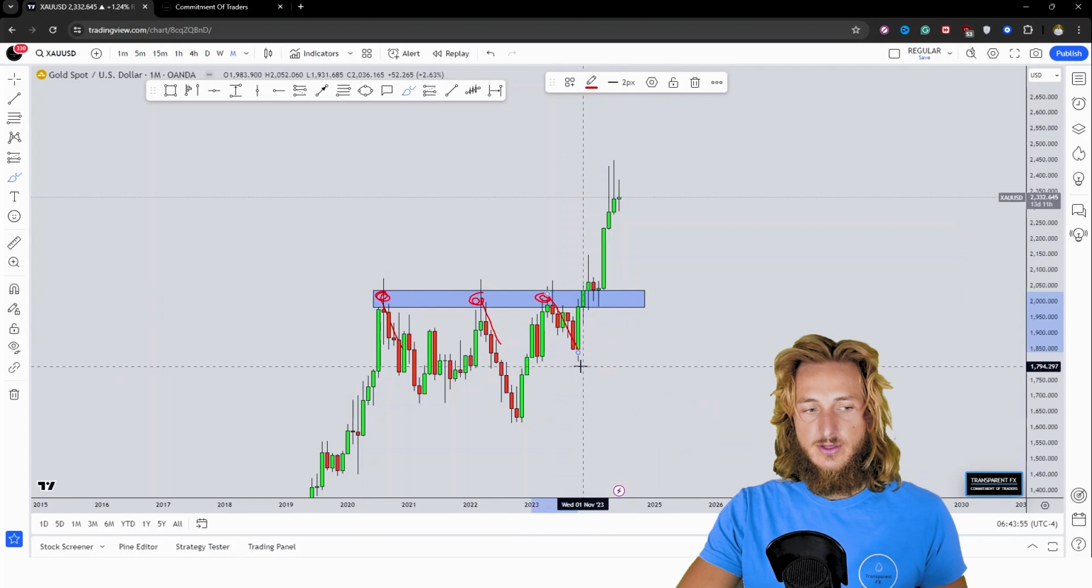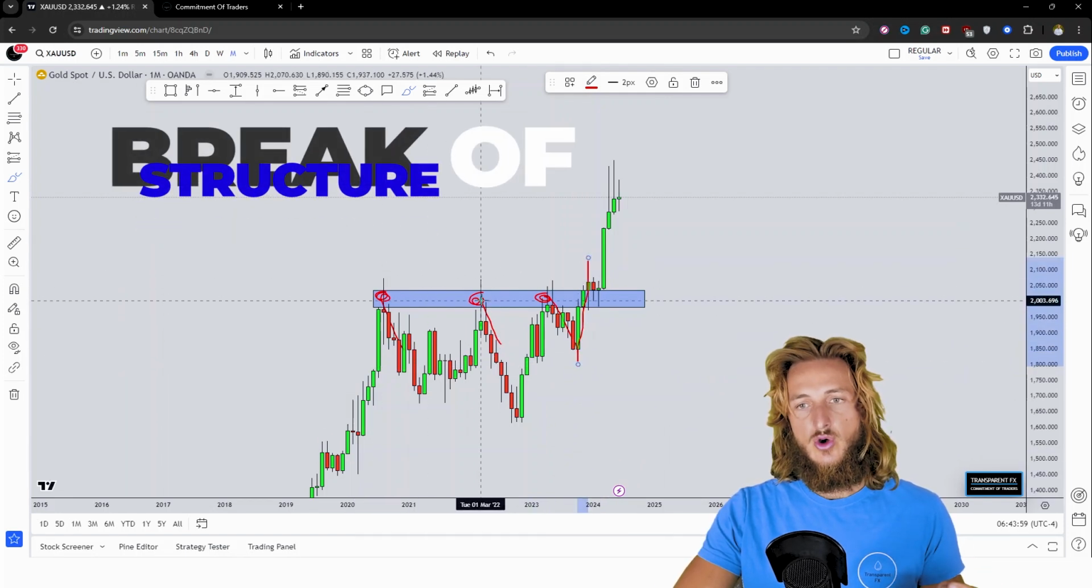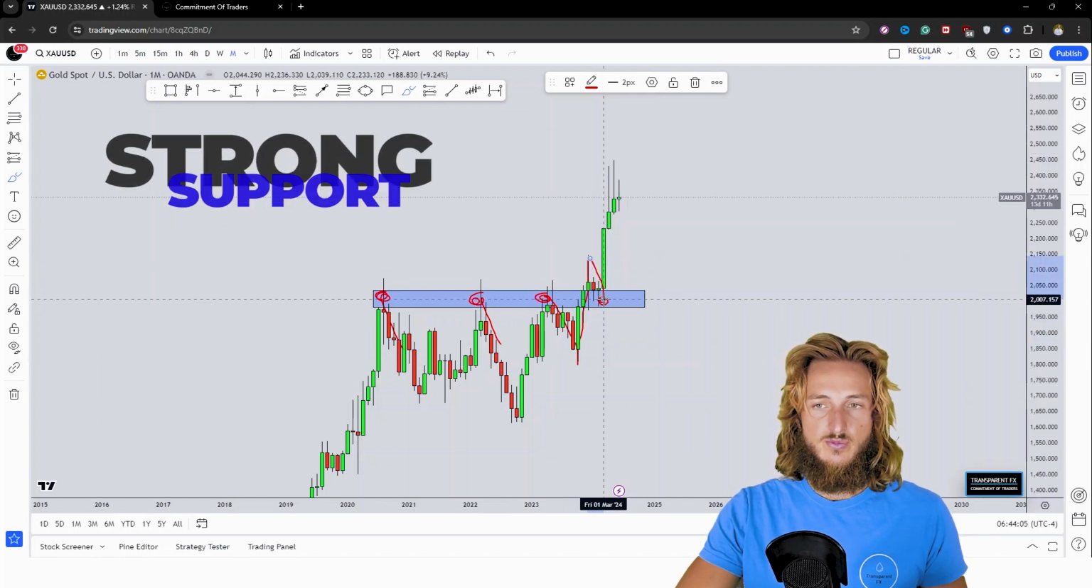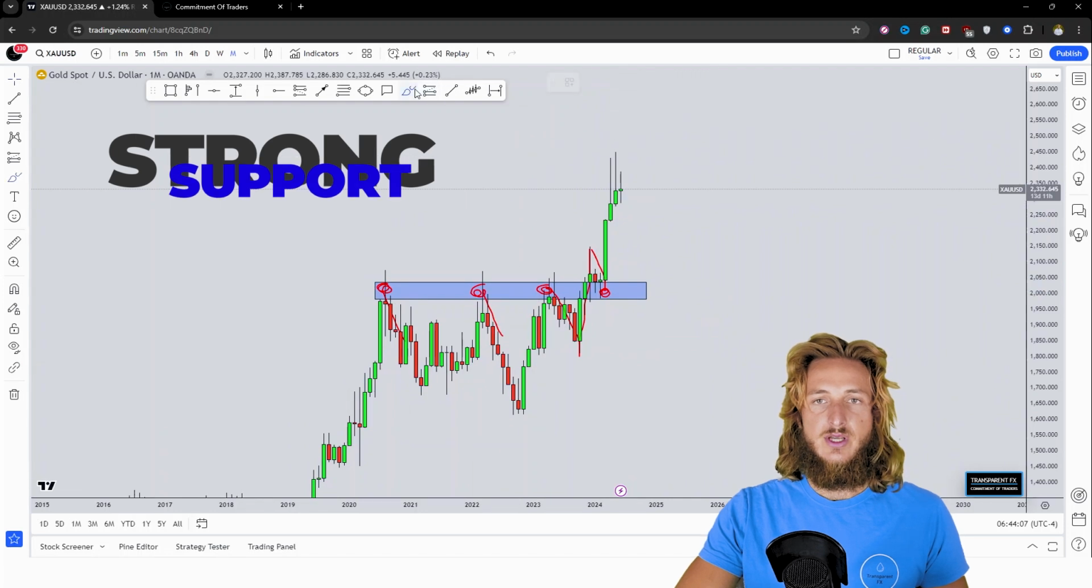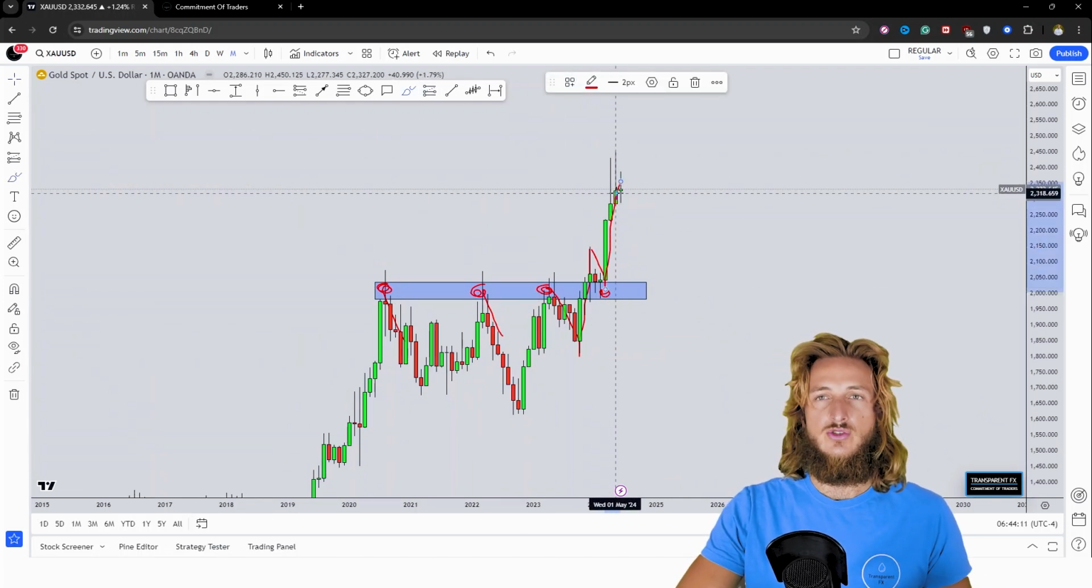But then the market, with this impulse to the upside, broke above that resistance. So all that previous resistance was turned support here. The market went and tested that previous resistance turned support and rejected it to the upside quite aggressively, as you would naturally expect in a situation like this.